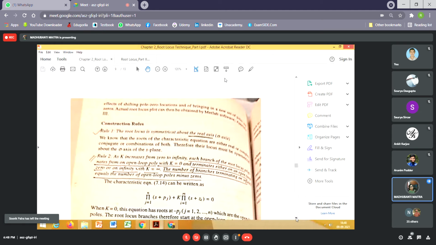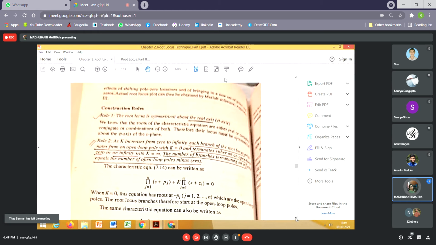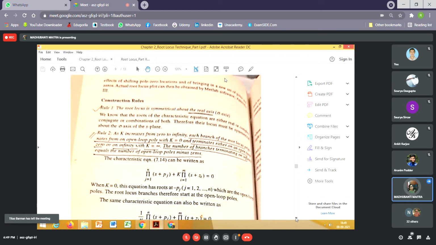After constructing the complete root locus, you must check this particular rule. If the rule is not satisfied, that means the root locus that you have sketched is not correct. So what is the first rule? Rule number one: the root locus is symmetrical about the real axis, that means the sigma axis. So after constructing the complete root locus, you must look at your sketch and check whether the root locus is symmetrical about the real axis or not. And as I said, if it's not the case, then something is wrong.